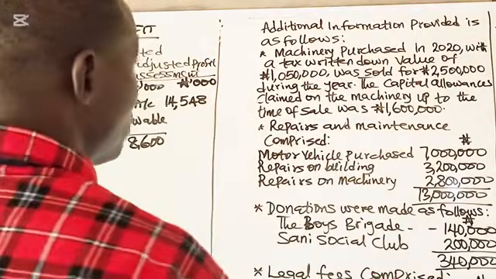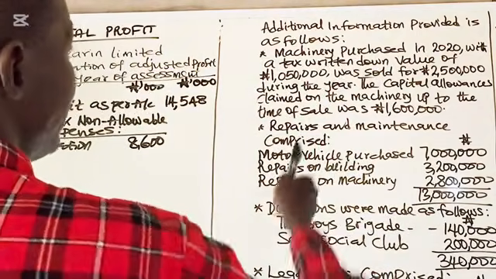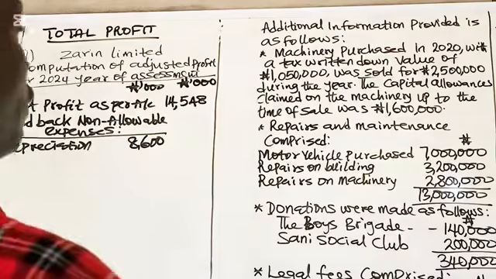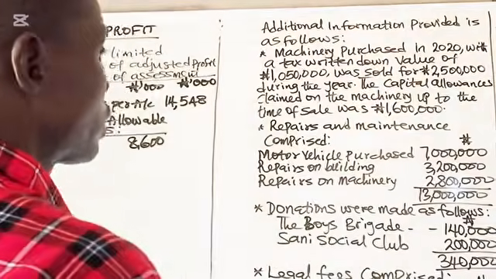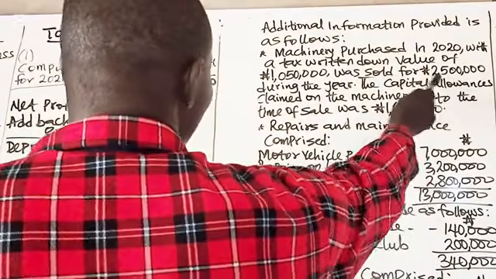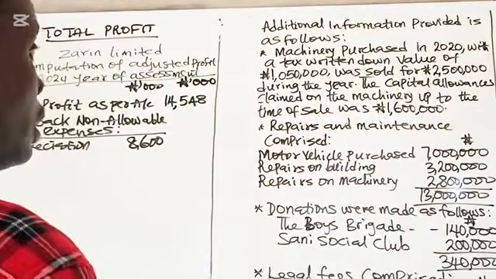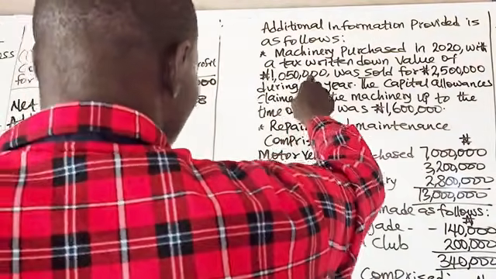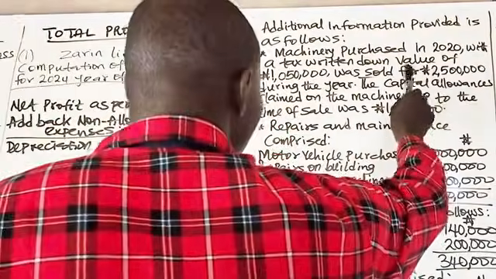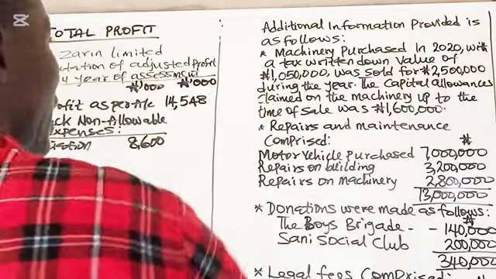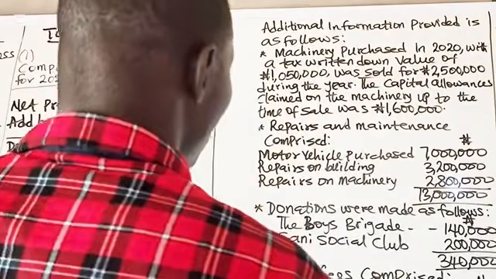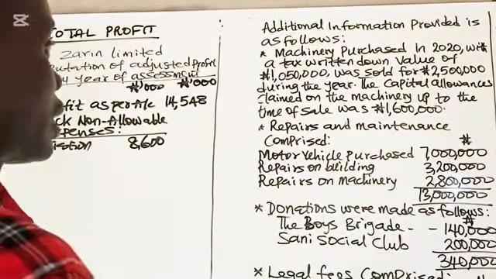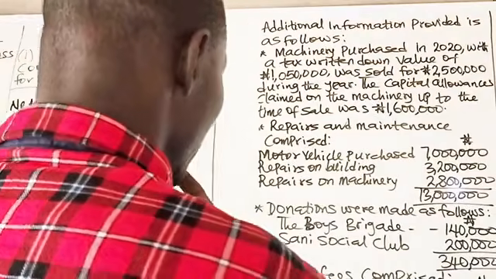Additional information provided is as follows. Machinery purchased in 2020 with a tax written down value of 1,050,000 was sold for 2.5 million. This gives rise to a balancing charge because the sales proceed of 2.5 million is greater than the tax written down value of 1,050,000. So the difference will represent the balancing charge. The balancing charge will be added after the adjusted profit.